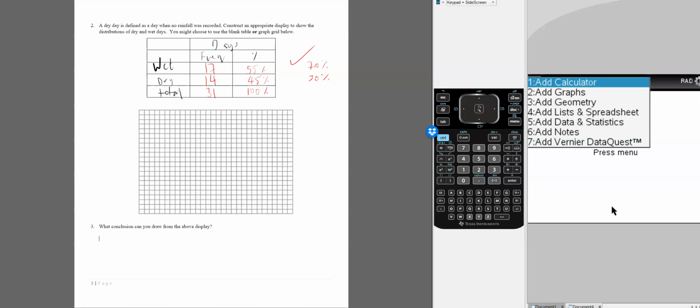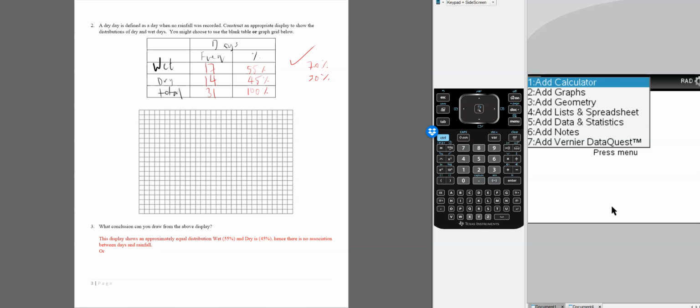In this case, you could actually argue one or the other. You could say that this display shows an approximately equal distribution. Hence, there is no association between days and the dryness and rainfall. Okay. And you should probably note down here as well, wet is 55% and dry is 45%.